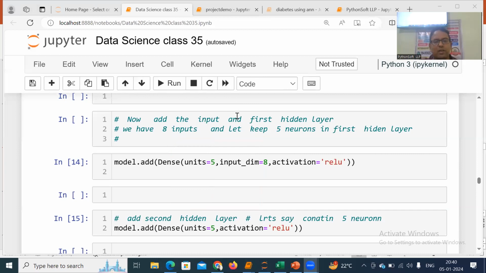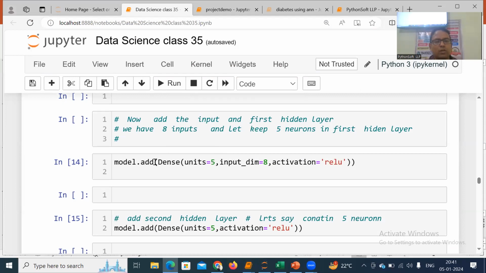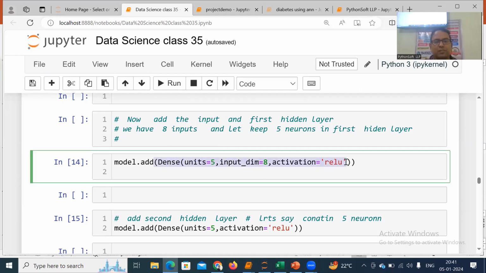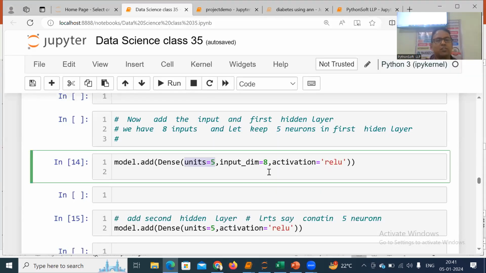The input layer and the first hidden layer, that means the first two layers. How to create it? model.add(Dense) is used to create the first hidden layer. The units equal to 5. The input is 8. That means 8 inputs, and in the hidden layer I'm using 5 neurons. Here in the input layer there are 4 inputs, but in diabetes I have 8 inputs, and the first hidden layer has 5 neurons. By this command it is done.